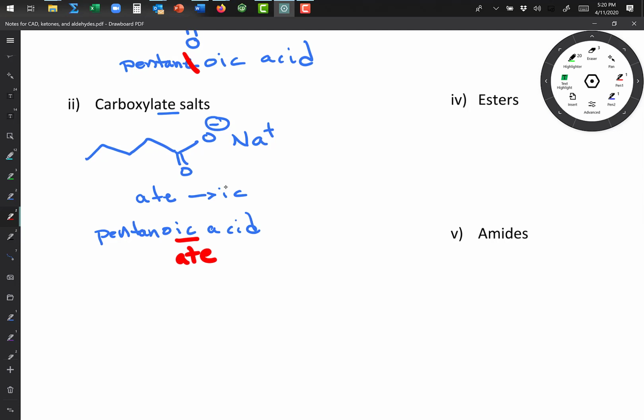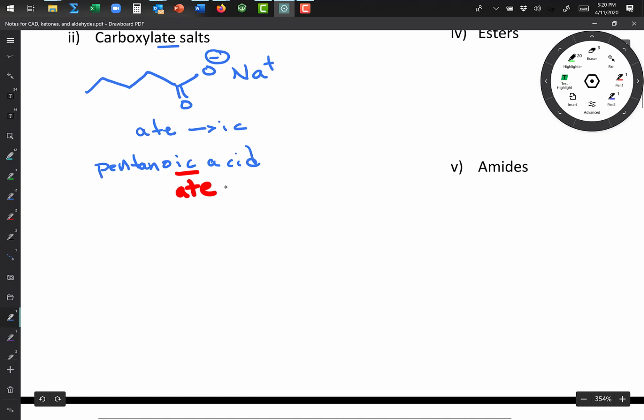So what we're going to do, it's better than I thought it was. I'll change that in a little bit. This is pentanoate. Now, in the nomenclature of ionic compounds, the metal always goes first. So this becomes sodium pentanoate.